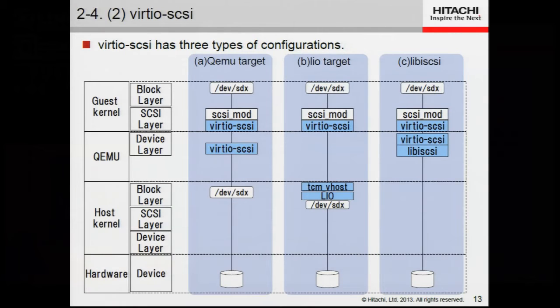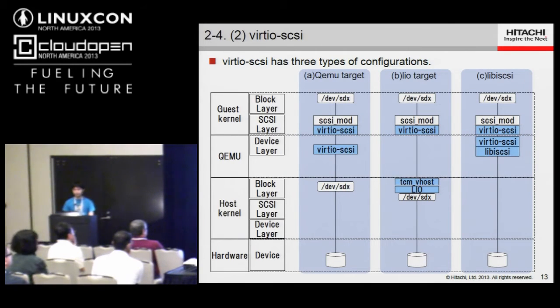Next, I'd like to explain about virtio-scsi. Virtio-scsi has three types of configurations: QEMU target, LIO target, and libiscsi. QEMU target and LIO target work as targets, and the difference between them is whether they work in user space or kernel space. Libiscsi works as an iSCSI initiator, and it directly talks to storage. I will explain these configurations in detail from the next slide.